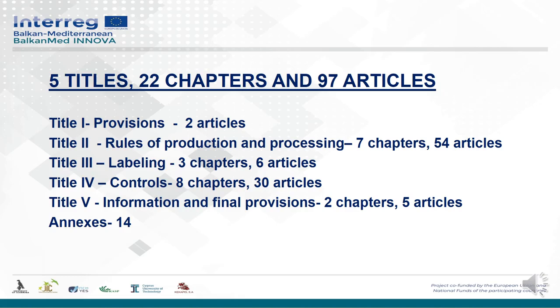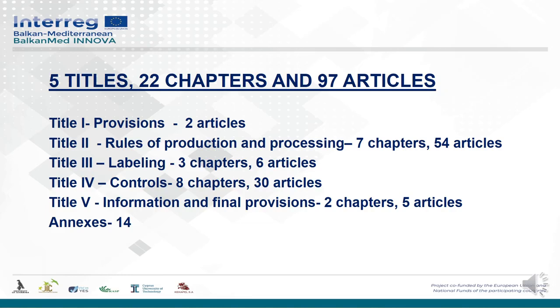In this regulation, as I explained previously, there are 5 titles, 22 chapters in total, and 97 articles. Title 1, Provisions, has 2 articles, and is a short title. Title 2, Rules of Production and Processing, includes 7 chapters and 54 articles. As you see, it is the longest title.